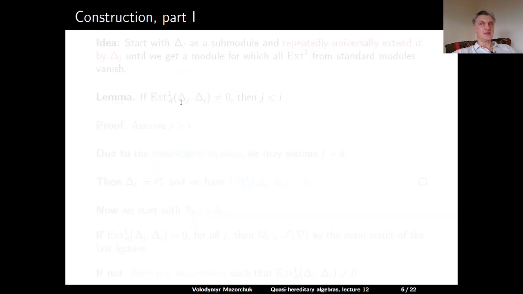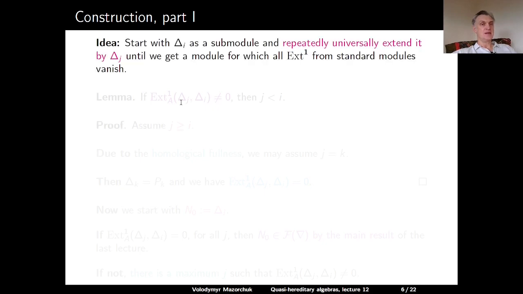To prove the main result, let us start with the construction of tilting modules. The idea for the construction is that we start with delta I, and we repeatedly universally extend it by other standard modules until we get a module for which all first extensions from standard modules vanish. And then, due to our description of F delta, such a module must belong to F nabla.